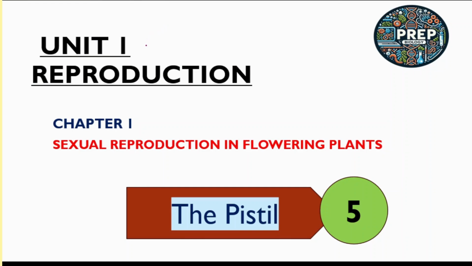By continuing with unit 1 of biology of class 12, that is reproduction, we have already started chapter number 1 of this unit, that is sexual reproduction in flowering plants. This is class 5th of this series, and in this lecture we will study a brief introduction about the pistil, that is the gynoecium part, which is the female reproductive part in flowering plants. Let's start with the lecture.